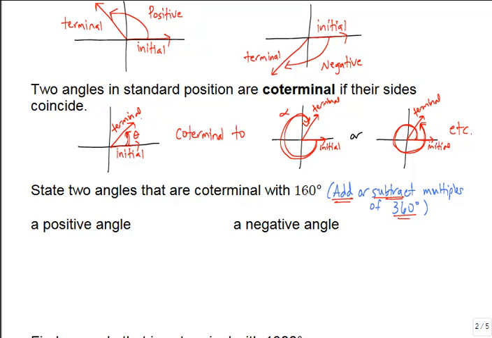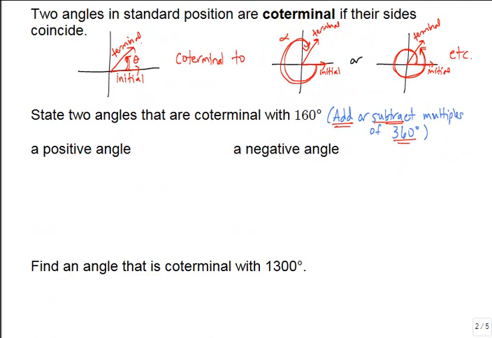So for example, if I wanted to start with the angle that was 160 degrees, and I wanted to find an angle that was coterminal with it, that was positive, then a real easy way to do that would be to take 160 degrees and add one multiple of 360 to it. So add one revolution, and that would give me 520 degrees. And you can kind of visualize what that would look like.